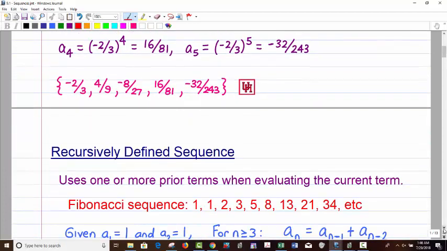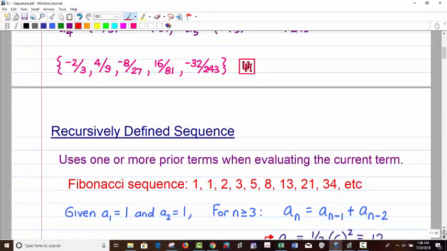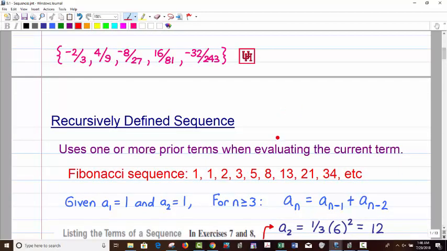Now let's talk about a recursively defined sequence. That's a little bit trickier. There's one very, very famous recursive sequence. Recursive means that you're using previous terms of a sequence to determine the next term. In other words, you can't just plug some n directly into a formula. You have to use a previous result. So, for example, to get the 10th term, you might need the 9th term and possibly more terms than that to get to that term.